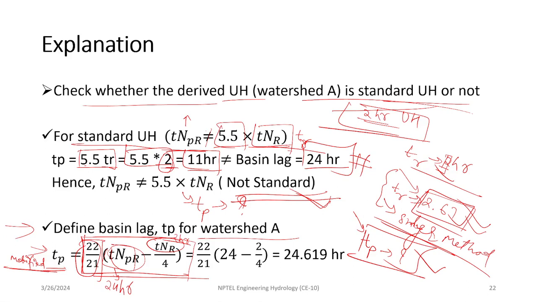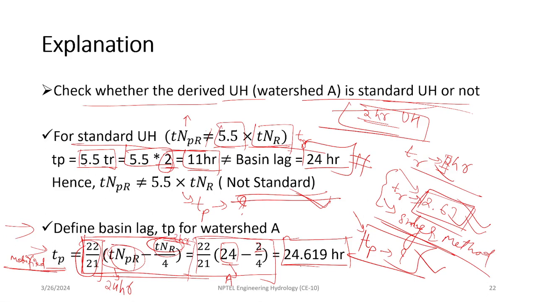Yes. So now if we substitute the values here, 22 upon 21, and we are providing the value of basin lag which was given earlier for this watershed A, so I have provided 24 hours. Then TNR will be how much? It will be a duration of the rainfall, it will be 2, and it will be divided by 4. And now you can compute from your side and you can look into the value of basin lag.